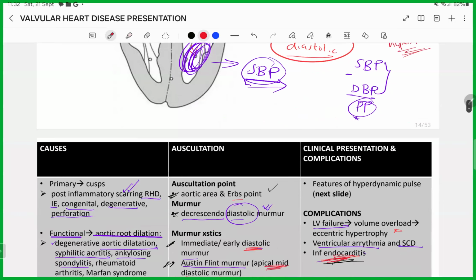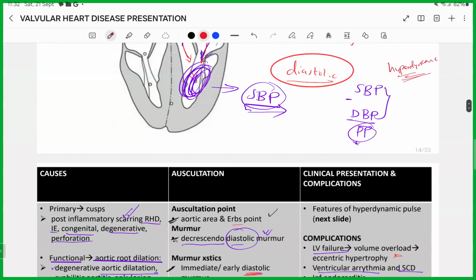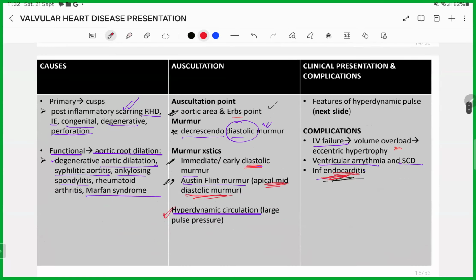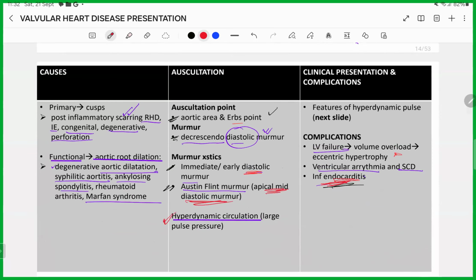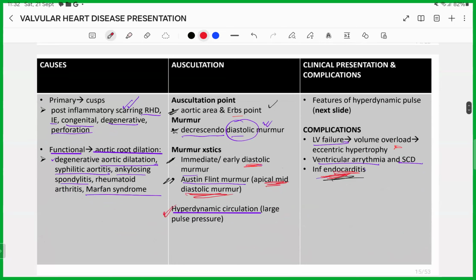So as we said, the causes, again, rheumatic heart disease is a culprit in almost all valvular heart diseases, infective endocarditis, congenital, degenerative, or it may also be perforation of the valve. That's primary. Primary refers to when it's the cusp that is the problem. Then functional is when it's the attachments of the cusp that are problematic. So the factors responsible for integrity are also where the valves attach.